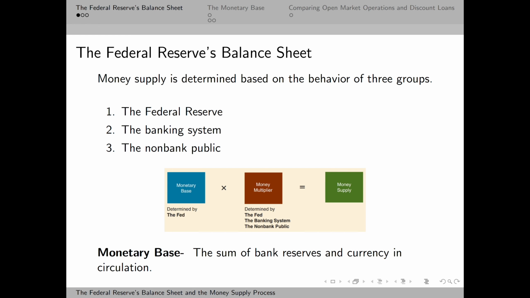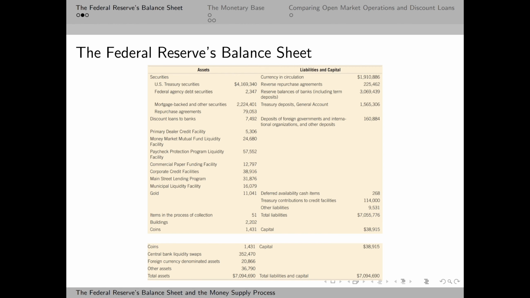So money supply is actually the monetary base, which is what you're thinking of as the sum of bank reserves and currency in circulation, but then we multiply it by what we call the money multiplier, and that's determined by the Federal Reserve, the banking system, and the non-bank public. And we're going to talk about how that can be the case later on. But when you multiply the monetary base and the money multiplier together, you get the ultimate definition of money supply.